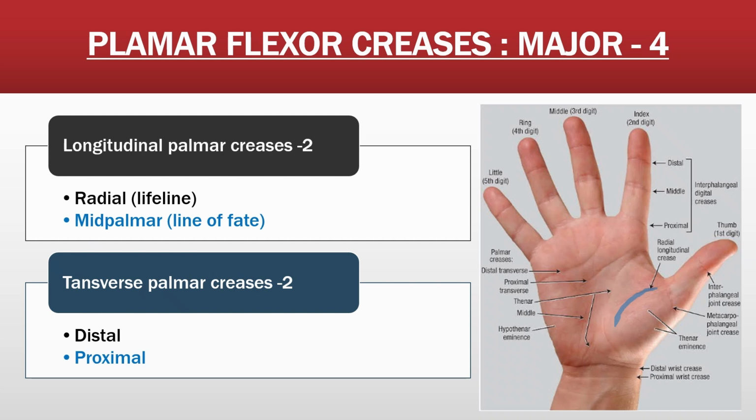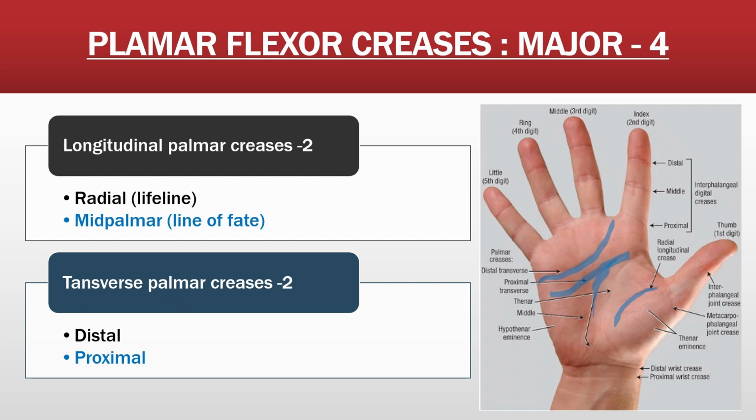Radial crease. Then you have a mid palmar crease. Can you see there is one line here? This is a mid palmar crease, which is also known as the line of fate. Then you have the transverse creases. Can you see these transverse creases? These are the transverse creases. So you have a distal transverse crease and you have a proximal transverse crease.